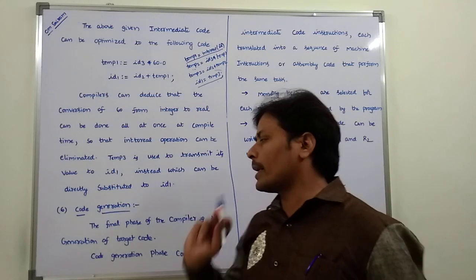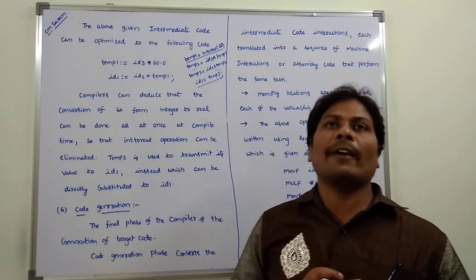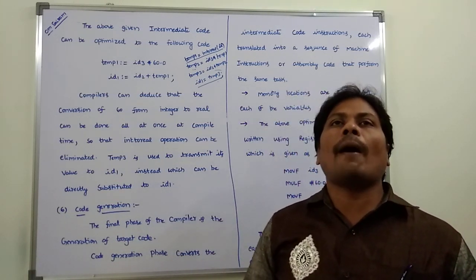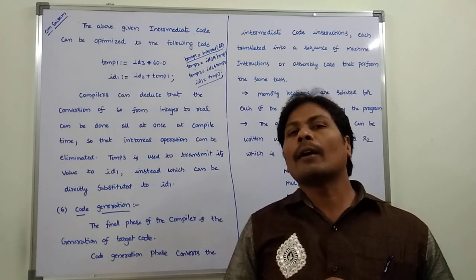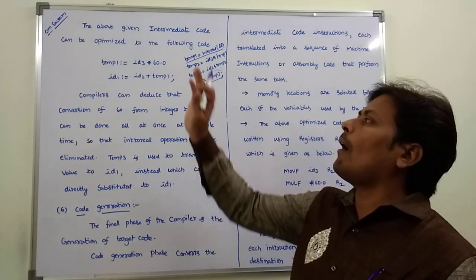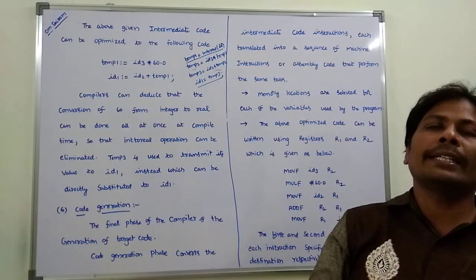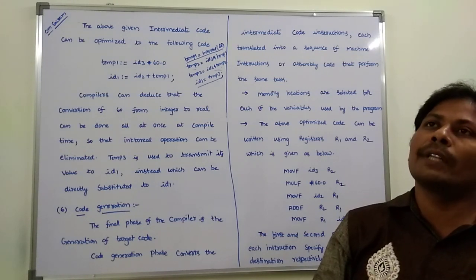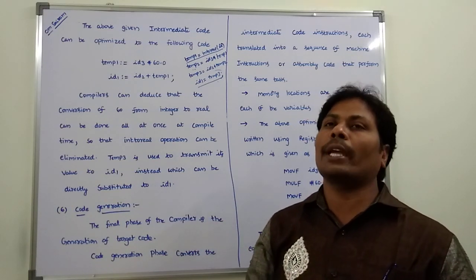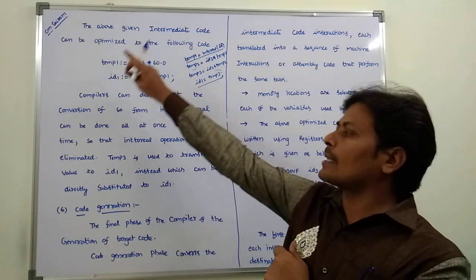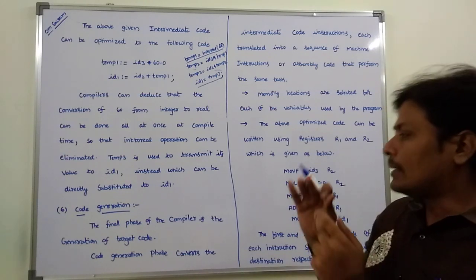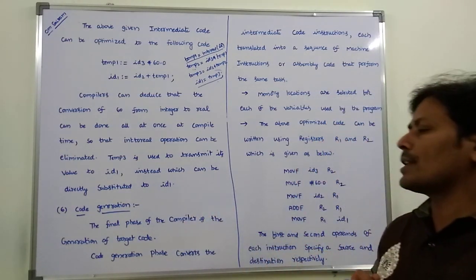Okay. Next, go for the last phase, that is the 6th phase of the compiler, code generation. Code generation is the final phase of the compiler. In the code generation phase, whatever the intermediate code representation of the instructions that are converted into some optimized form, whatever the result we are getting at the 5th phase of the compiler, that is the input for the code generation phase.